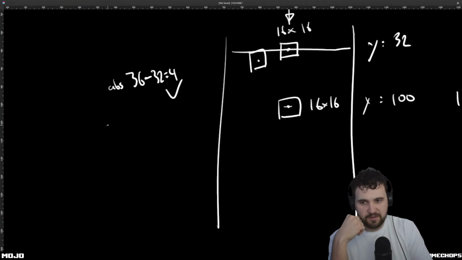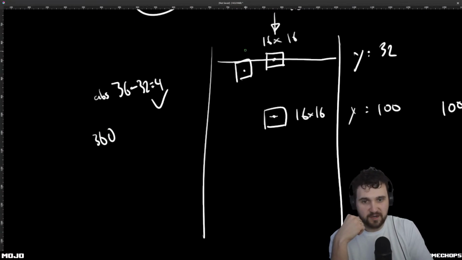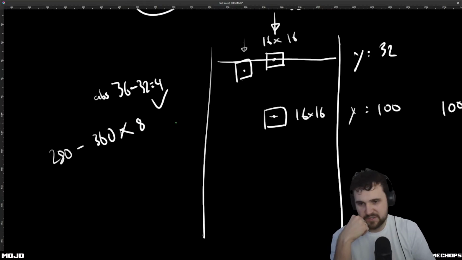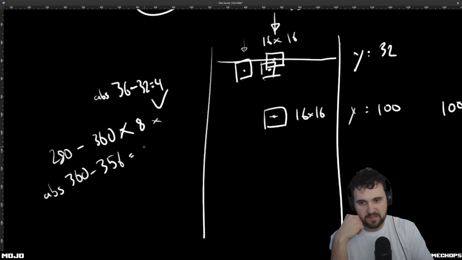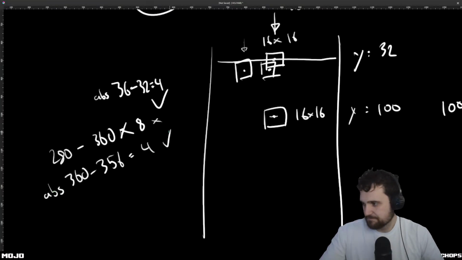So it would be 360 minus, and over here, it's probably more like 280, something like that. So 280 minus 360 is not 8. So then that fails. But if it's right here, and so the y value is 32 and the x value is like 356, then it's 360 minus 356, absolute, of course, is 4, and we're good. We've collided. So that's all I got to do.